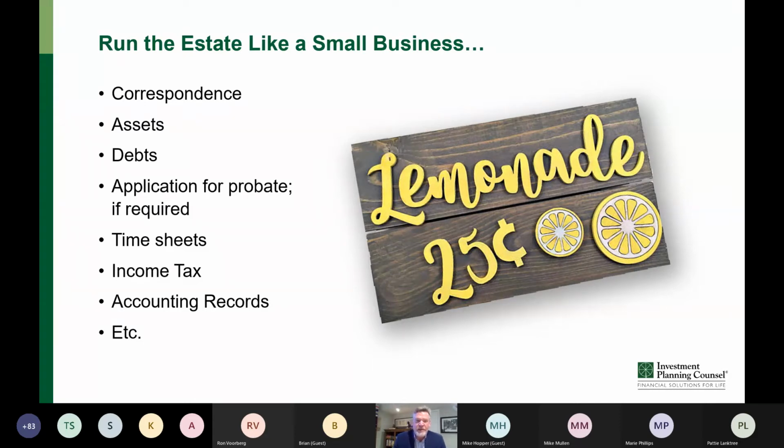You want to have your application for probate in there, your timesheets, because there is an opportunity to get compensated as the executor, but also for the people that you have outsourced the workload to, you want to make sure that they're also compensated appropriately, and you're tracking that for the beneficiaries if they request that information. Income tax, accounting records, etc. Everything would be kept in that one place, so if you get audited or anything like that, you've got everything in one place.